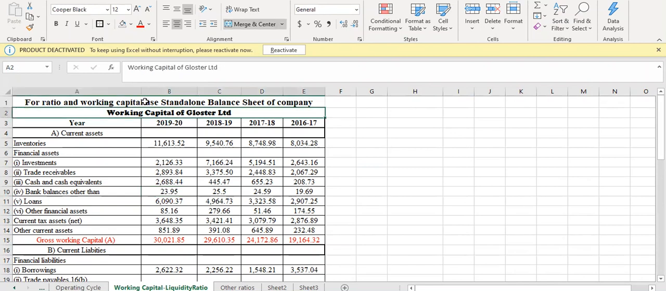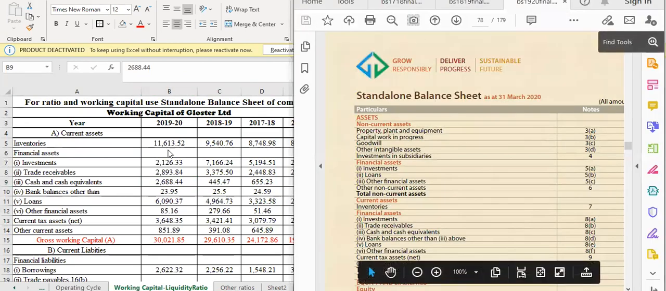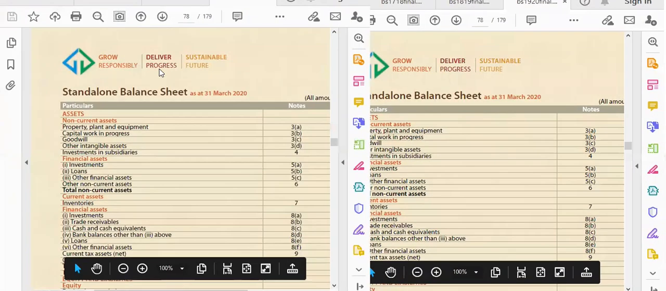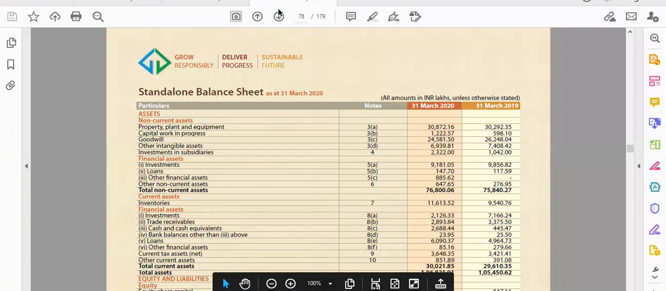For this particular calculation, I suggest you go with the standalone balance sheet of a company. In a standalone balance sheet, whatever data is given for working capital, the same data I will copy here in Excel. In problems, we used to calculate current assets and current liabilities on the basis of given data. But in this particular balance sheet, all the current assets and the current liabilities are already given. This is the standalone balance sheet for 2019-20 in front of you.